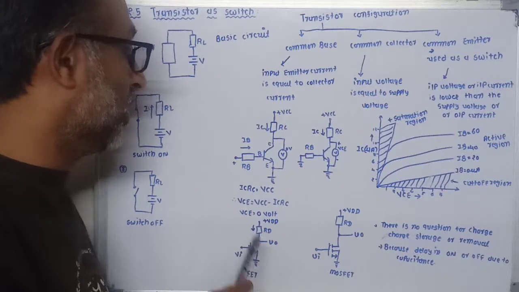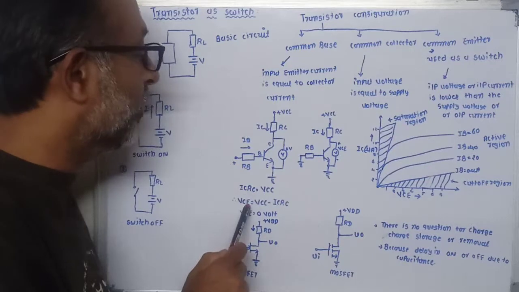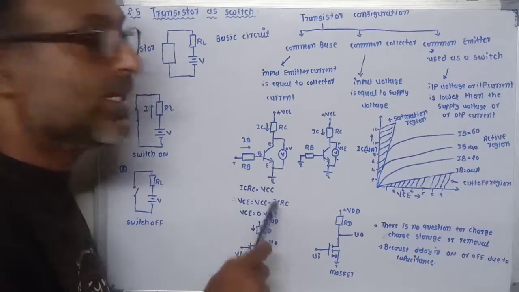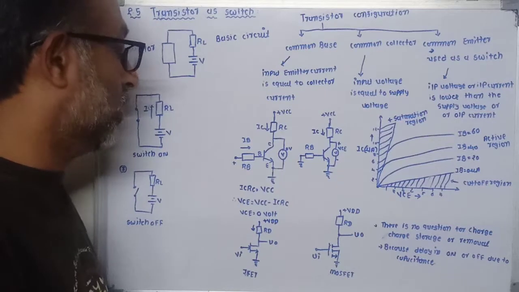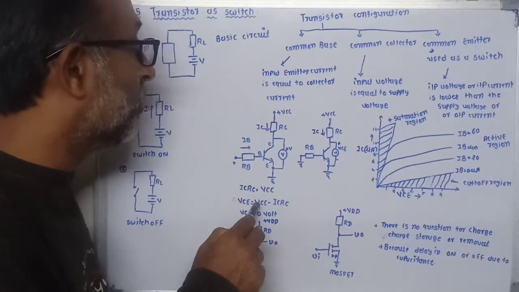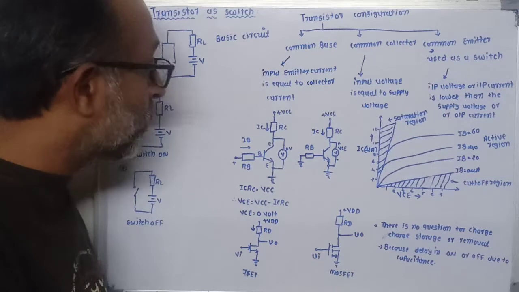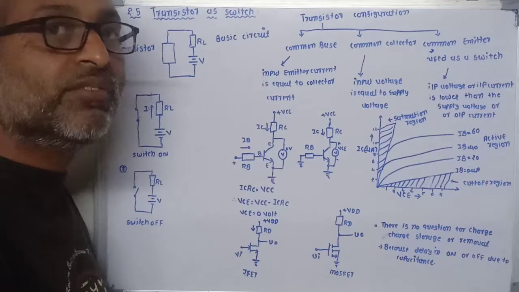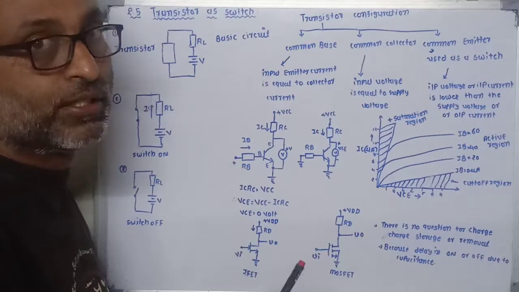Now let me see how it comes. We can apply KVL here. From that we can write VCE, the voltage available across the collector and emitter junction, is equal to VCC minus ICRC. Already I told you this voltmeter shows 0 reading. That means we put the value of VCE equal to 0. So our equation becomes VCC is equal to ICRC. That means the applied voltage VCC is equal to the voltage drop across this collector resistance.